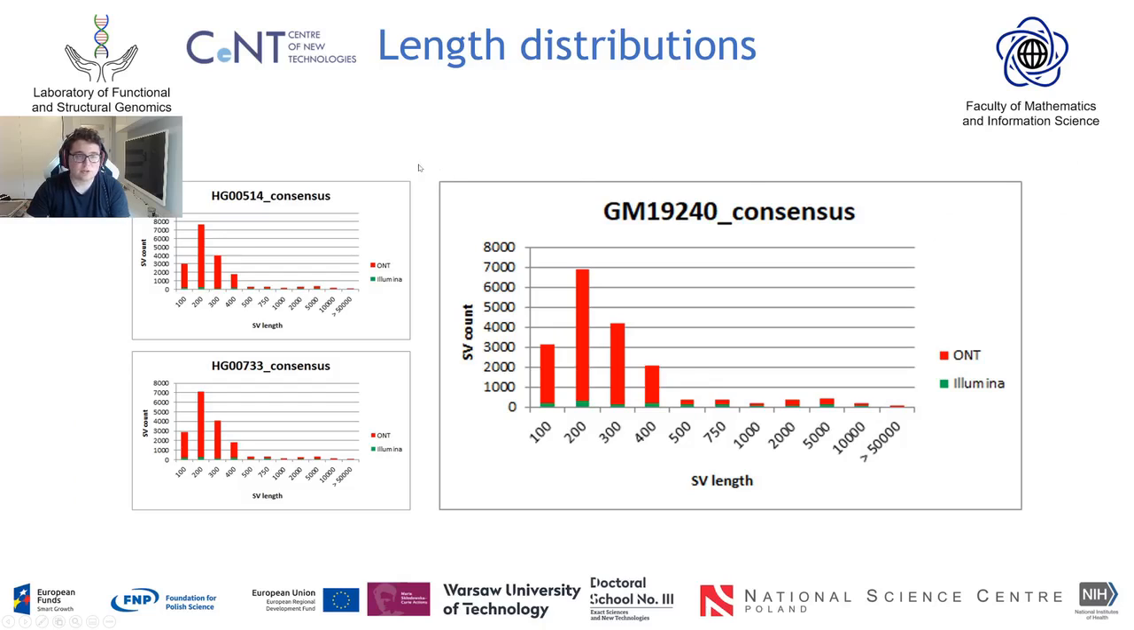In the case of the length distribution, as you can see, we put them on three charts here. You can see that Oxford Nanopore outperforms Illumina in almost all the bins that we created here, and it's detecting many more structural variants, especially the smaller ones, which is quite obvious because when we have much longer reads, it's easier to detect in one read the structural variant, because something is missing in comparison to the reference genome.